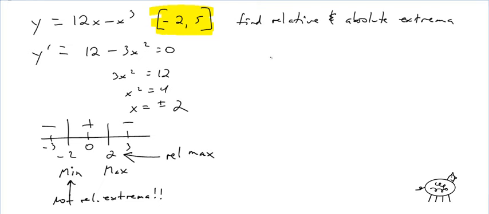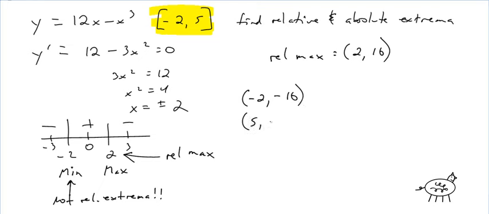Okay, so let's list everything. We have a relative max, and that's going to be at 2, 16, right? I take that 2 and plug it back into the original problem. Okay, let's just check out this negative 2. So it's negative 2, comma, when I plug the negative 2 in there, it's negative 16. Okay, and I'm going to test my other endpoint, which is 5, and if I plug that in, I get negative 65.